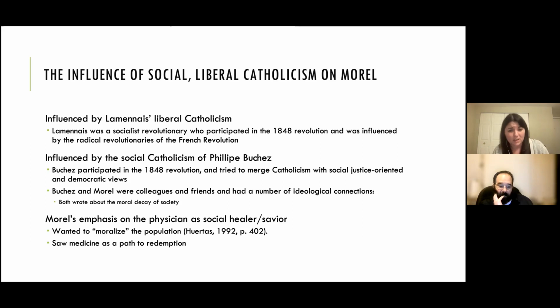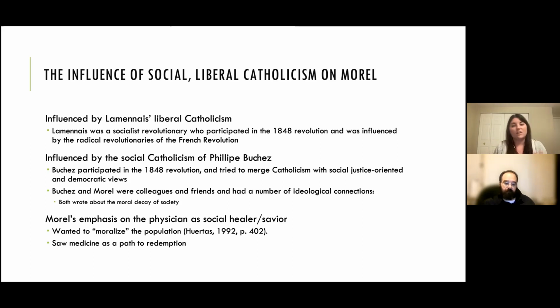We also see the influence of Boucher and Lamennais on Morel's emphasis on the role of physician as social healer or savior. So Morel really wanted to moralize the population. He thought that the masses had fallen away from morality and required medical intervention to be redeemed.